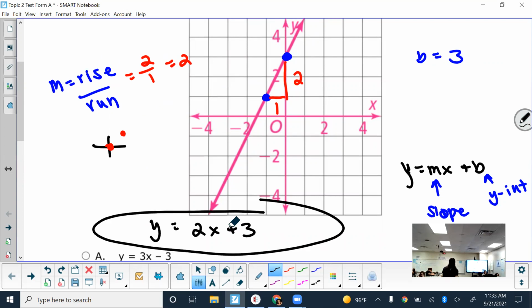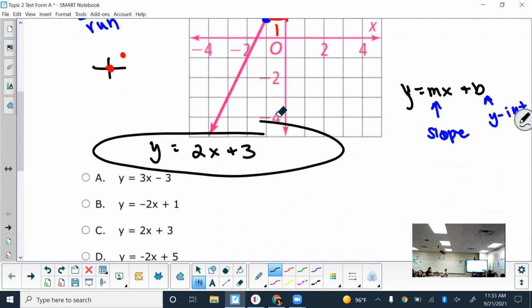All right, because they're both positive. If it was negative, it would change it. If it was negative, your slope would be going down from left to right, and your y-intercept would have been on the lower part. Questions? I think this one had the highest percentage correct. A lot of people got this one right. Any questions though?